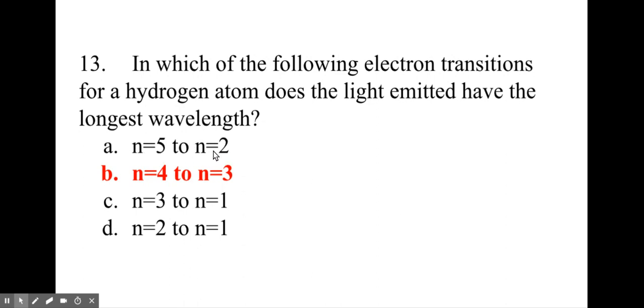You can see from 5 to 2, that's a jump of 3 energy levels. And then from 3 to 1 is a change of 2 energy levels.